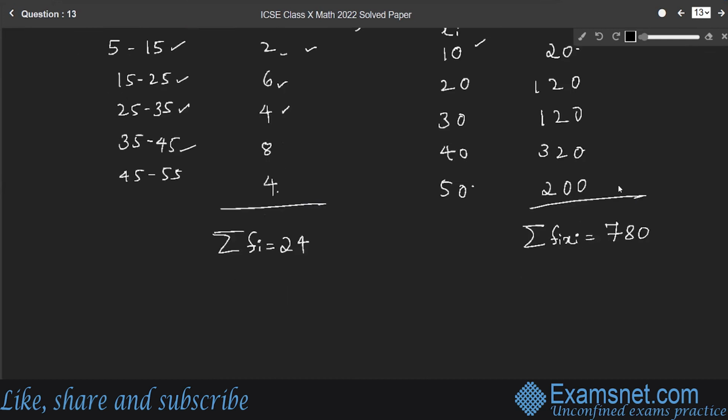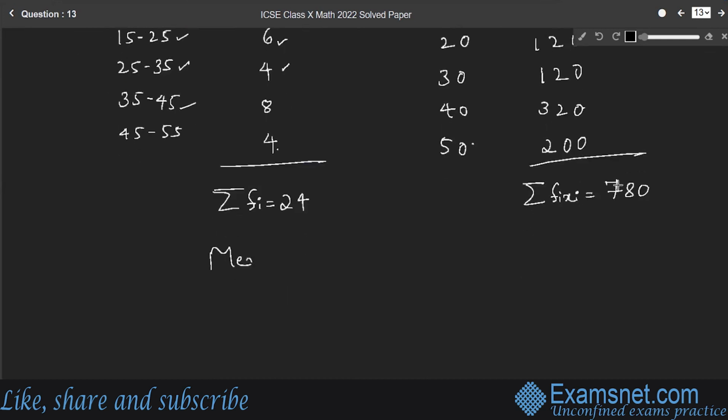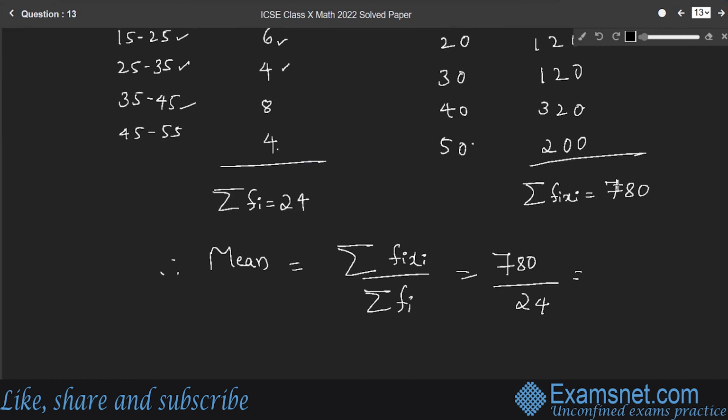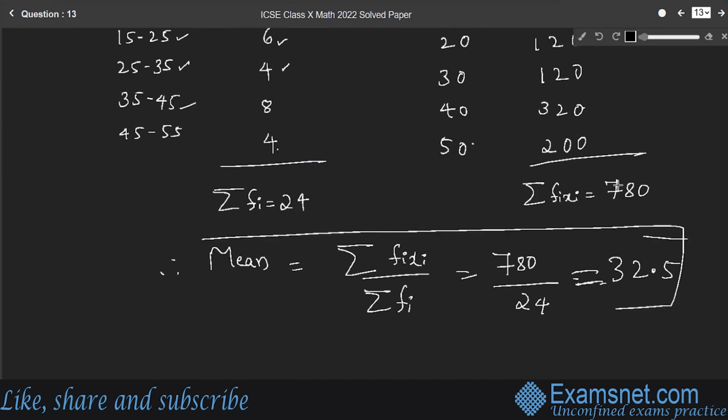Therefore, the mean of the given distribution is equal to sigma fi xi divided by sigma fi. It is equal to 780 divided by 24. So it is equal to 32.5. Right? Therefore, the mean of the given distribution is 32.5. Right?